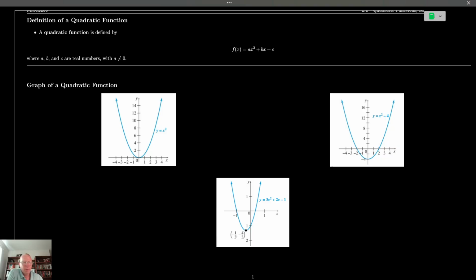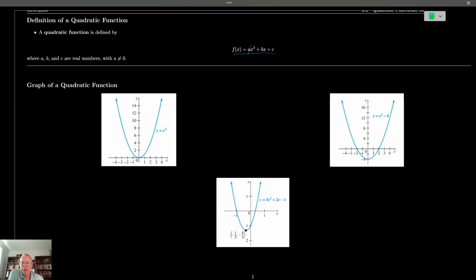The definition of a quadratic function: we have f of x equals ax squared plus bx plus c. A, b, and c are all real numbers. A is not equal to 0, because if a is equal to 0, that term would go away and we would just have bx plus c, which is linear. So b and c can both be 0, but a cannot be 0.